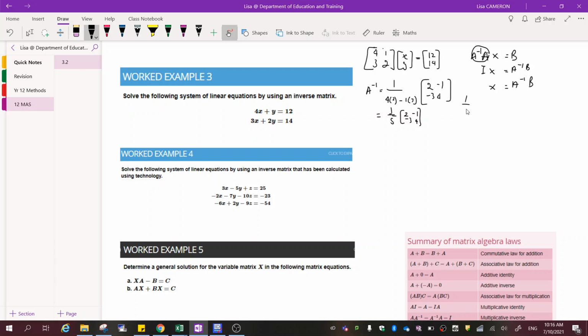I'm going to leave that number at the front there, the 1 over 5. Obviously, in your book, set this out nicer. This is a little bit of a skew-iffy way to do this. Okay, but I'm running out of space. -3, 4, bracket, multiplied by 12, 14. We don't need that line in between.